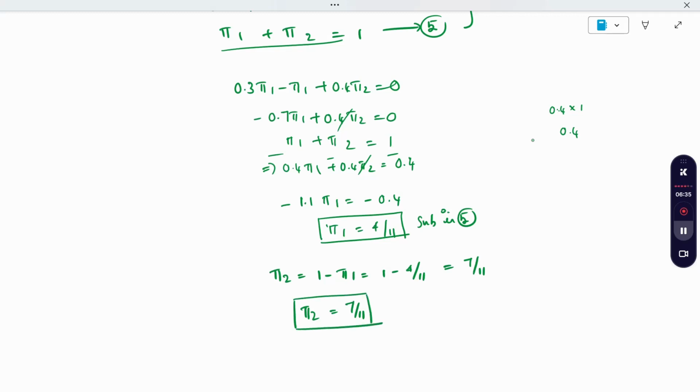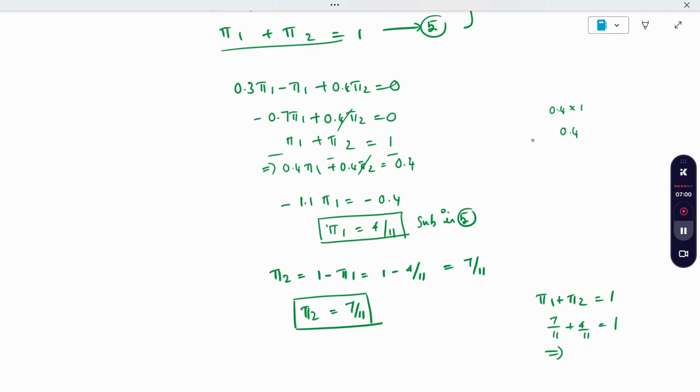How do I check? Add pi 1 plus pi 2, you should get 1. Then only your answer is correct. 7 by 11 plus 4 by 11 is 11 by 11, which is 1. Yes, it's correct, so our answer is correct. So pi 1 and pi 2 are correct. Now you have to separate them and write what the question asked for.